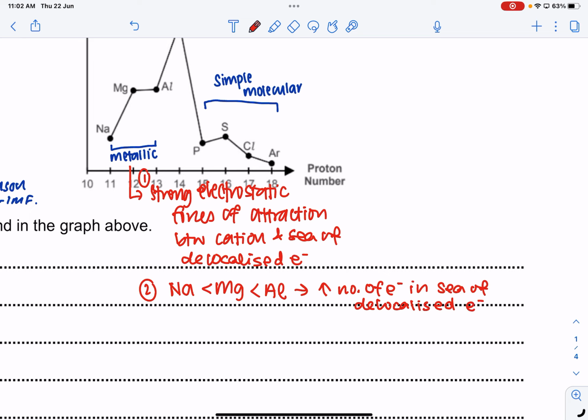Or you can state that your bond strength is directly proportional to Q over r. You use that because in this case, the ionic radius of Na, Mg, and Al should be roughly the same. The fact that Q increases means that your bond strength should increase. So you can use either. For number 2, either use the first one or the second one. Both are accepted.